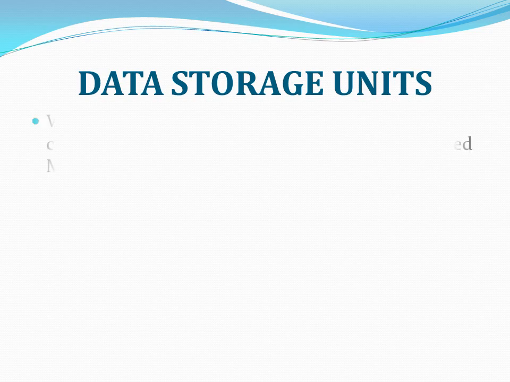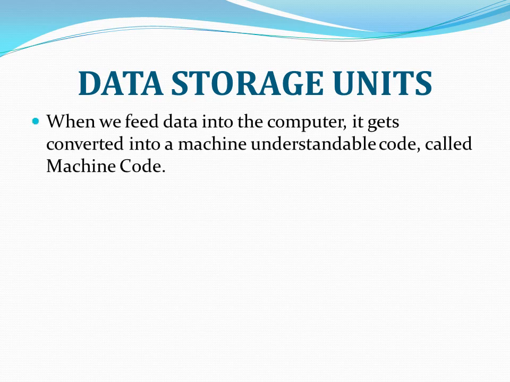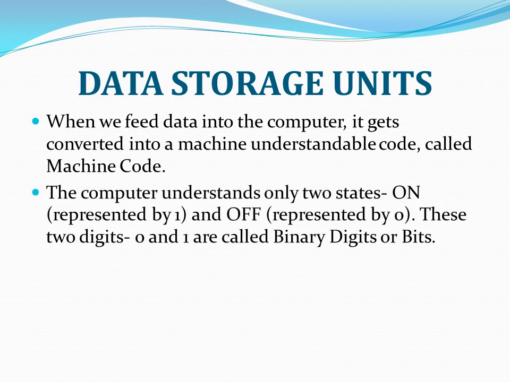Let me explain you data storage unit also. When we feed data into the computer, it gets converted into a machine understandable code that is called machine code. And the computer understands only two states, that is on represented by 1 and off represented by 0. These two digits 0 and 1 are called binary digits or bits. Kids, you understand a lot of digits like 0, 1, 2, 3, 4, 5, 6, 7, 8, 9. Many more digits you understand. But the computer understands only two digits, that is 0 and 1, and we call these two digits binary digits or bits.